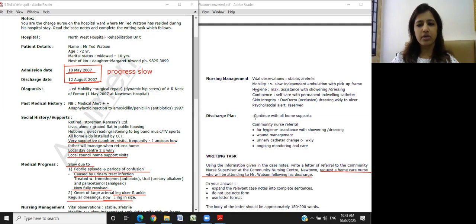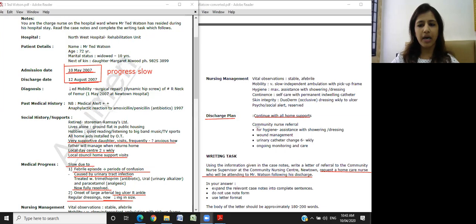So the discharge plan is always prepared by the nurse at the hospital, right? Because you are discharging the patient, so it is your plan that you have made. One plan you have made is to continue with the home support visits. What is the other plan that you have made?